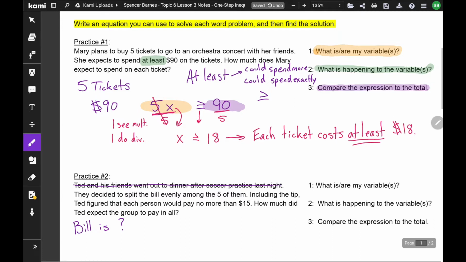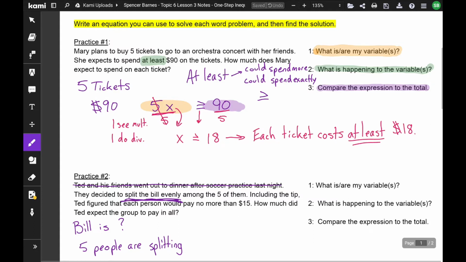We are paying, 5 people are splitting. Okay, and the fact that it says splitting evenly is important. That is very, very important. Splitting that bill evenly, because that means each person's paying the same thing. So whatever the bill was, I'm going to split it by 5 people.